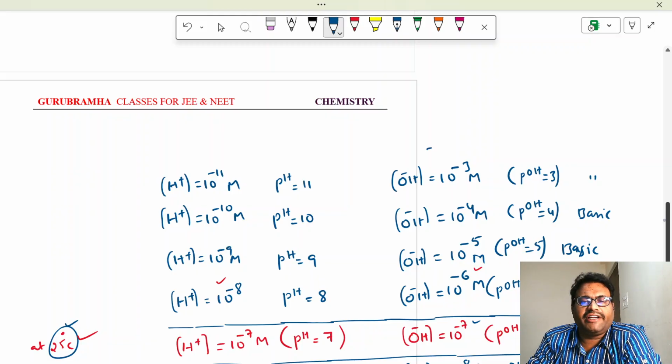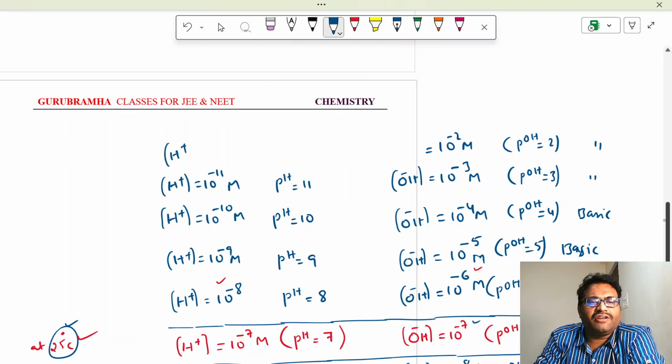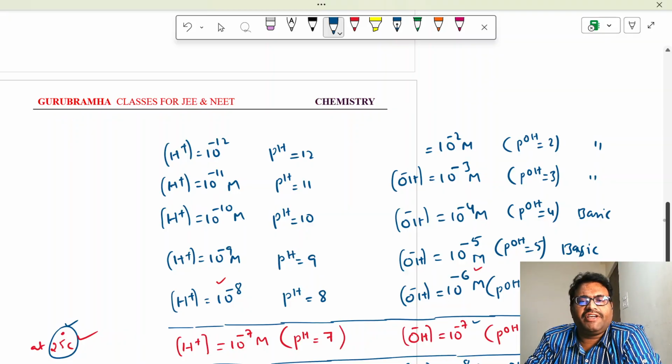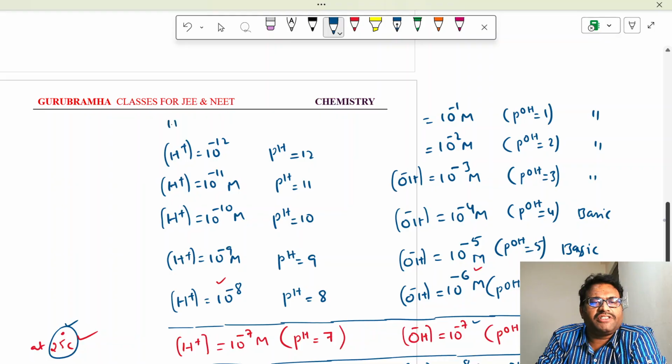In the same way, let us write 10 power minus 2 molar OH minus ion concentration. pOH is equal to 2. Basic solution. Here H plus ion concentration is equal to 10 power minus 12. pH is equal to 12. In the same way here 10 power minus 1 molar. What you are having? pOH is equal to 1. Basic solution. Here H plus ion concentration is equal to 10 power minus 13 molar.